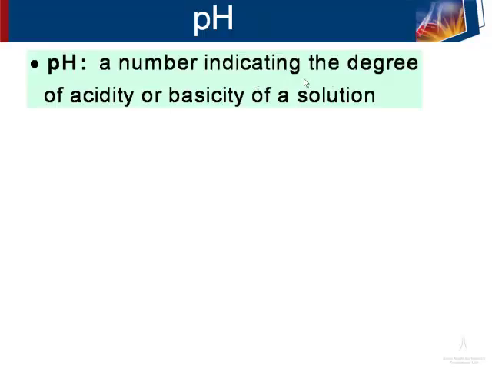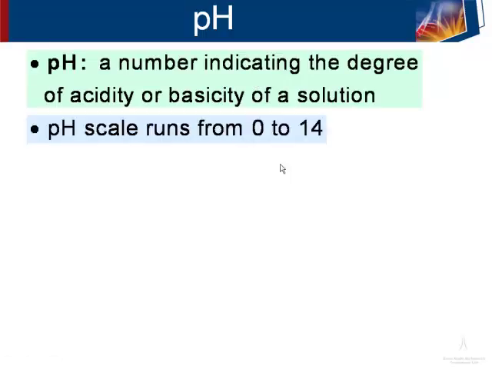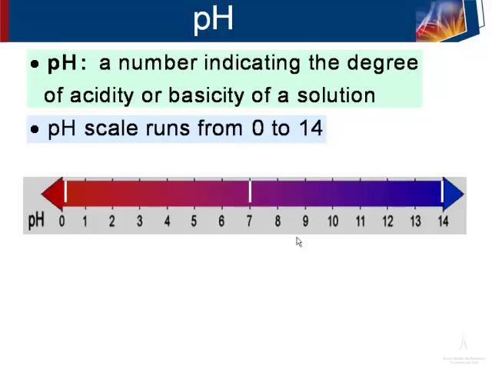pH is a number indicating the degree of acidity or basicity of a solution. And we have what we call the pH scale, which ranges from 0 to 14. Here we have our pH scale, starting at 0 all the way up to 14. Substances that have a pH value between 0 and less than 7 are referred to as acidic. Substances which have a pH value of 7 are referred to as neutral. And substances with a pH value greater than 7, up to 14, are called alkaline.